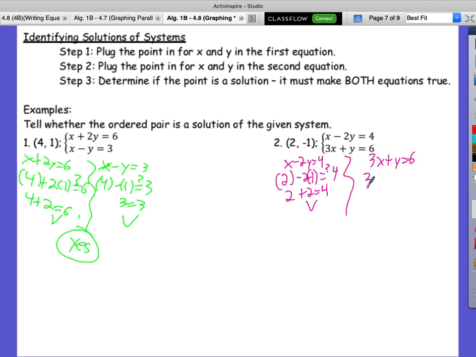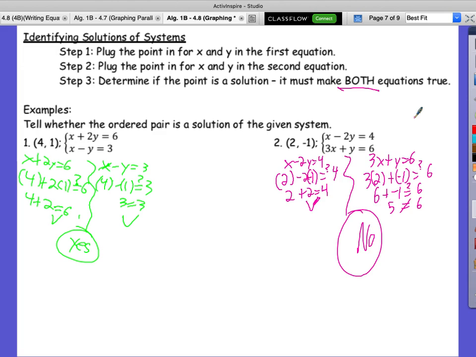3 times 2 plus negative 1 equals 6? Well, 3 times 2 is 6. 6 plus a negative 1, is that going to be 6? No, it's 5. Does 5 equal 6? No. So we ask, did this ordered pair work in both equations? No, sir. So no, it's not a solution. It's only a solution if it works in both equations, okay? It's only a solution if it works in how many? Both. Thank you, Brady.